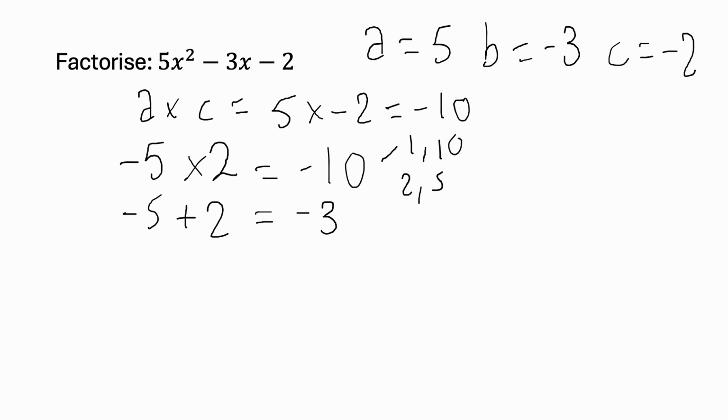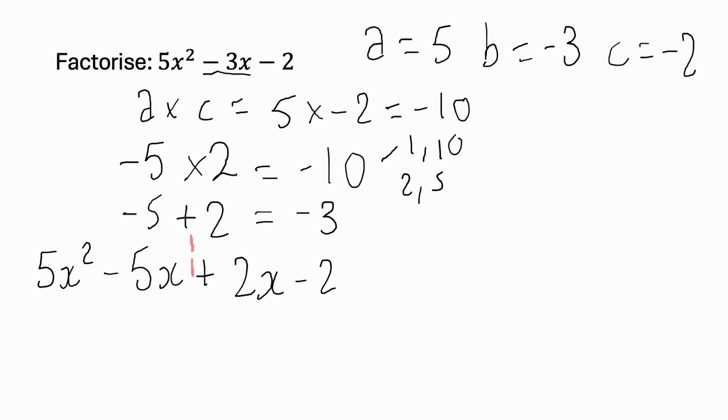Then from here, what we do is we split that negative 3x into negative 5x plus 2x. So 5x squared, minus 5x, add 2x, minus 2. And then we draw that line to divide it into 2.